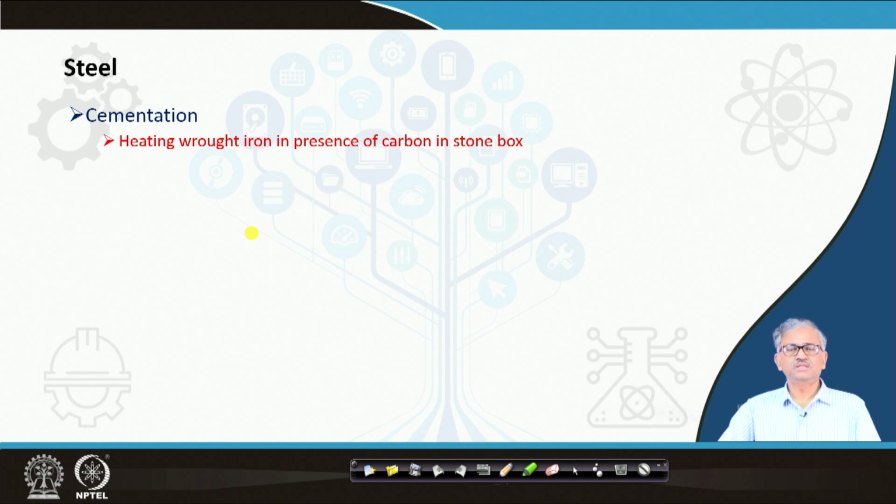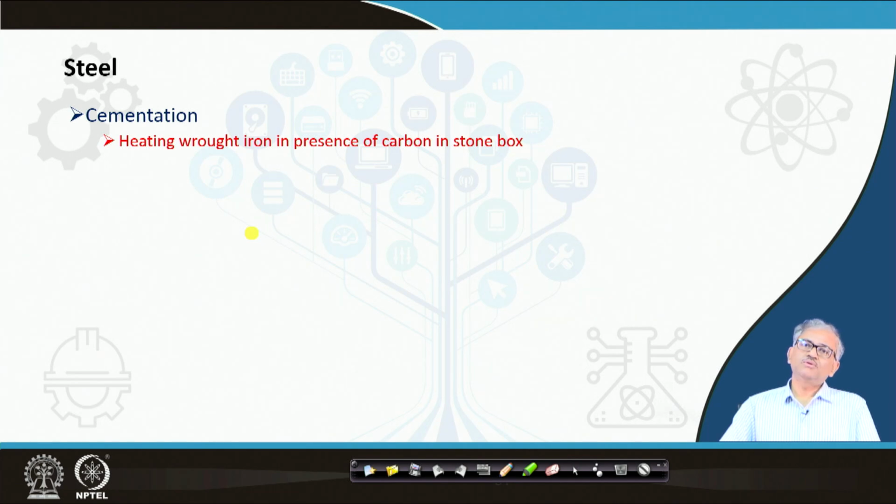So a lot of strengthening mechanisms come in when carbon goes into this system. Now, too much carbon again is not good, because it makes the iron very brittle. So up to 2% carbon you can have different kinds of steel: mild steel, medium carbon steel and high carbon steel, and those are still malleable and have high strength.